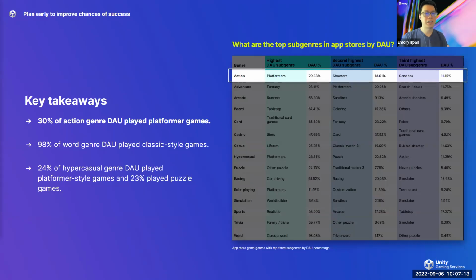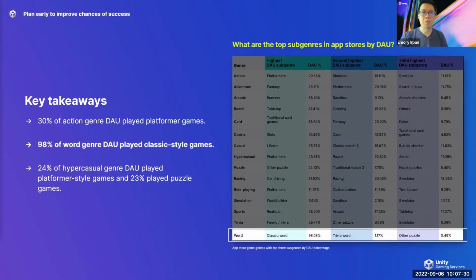So within the action genre, we found that platformers were the most popular kind of subgenre, with almost 30% of action game players playing platformer games. This is a classic genre that's been around since the earliest gaming consoles, and it seems that there's still no shortage of players for platformer games.